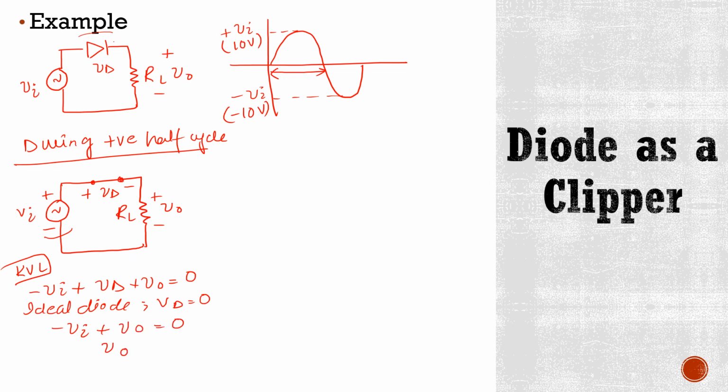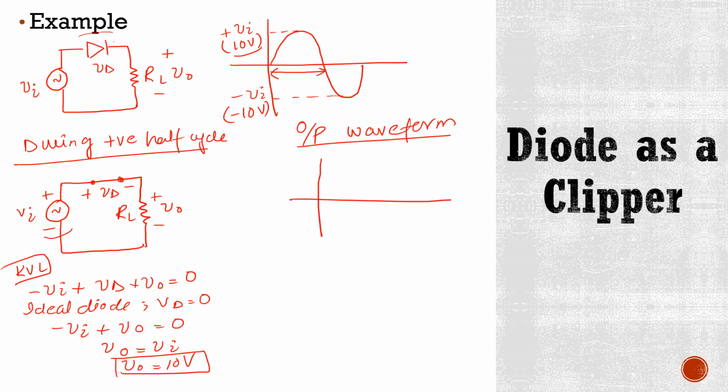It means your output voltage is equal to Vi, and we know that here Vi is 10 volts. It means V0 is equal to 10 volts. Now what would be your output waveform here? During the positive half cycle, this V0 is Vi, which means 10 volts, and this is V0. Now, what would happen during the negative half cycle of the input signal?